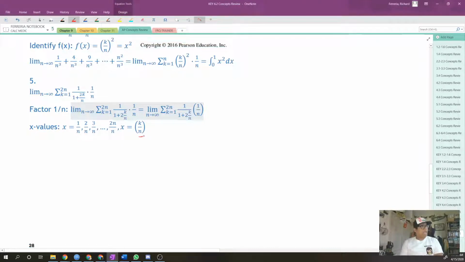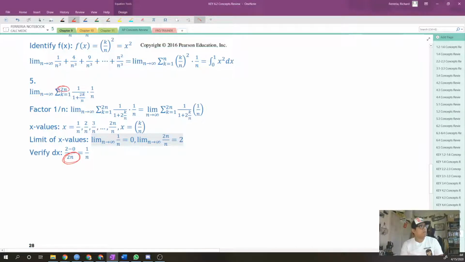Now that I have my x value, I know x is k over n. I'm going to figure out the limit of the first term as n goes to infinity and the last term as n goes to infinity, and that would be 1 over n and 2n over n. You're going to get 0 to 2. So now you know your integral is going from 0 to 2. Let's verify to make sure we have the correct dx term. So 2 minus 0 over 2n. This is nice to see because you have the 2n up over here, and those two match. 2 minus 0 over 2n, that is 1 over n.